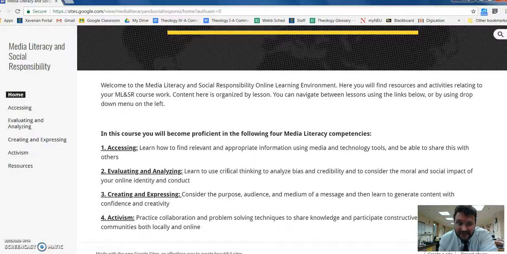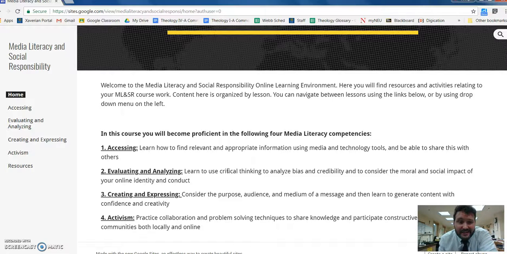The first is assessing. Students will learn how to find relevant and appropriate information using media and technology tools. The second is evaluating and analyzing that media using critical thinking and considering the bias and the moral and social implications of how someone conducts themselves online.